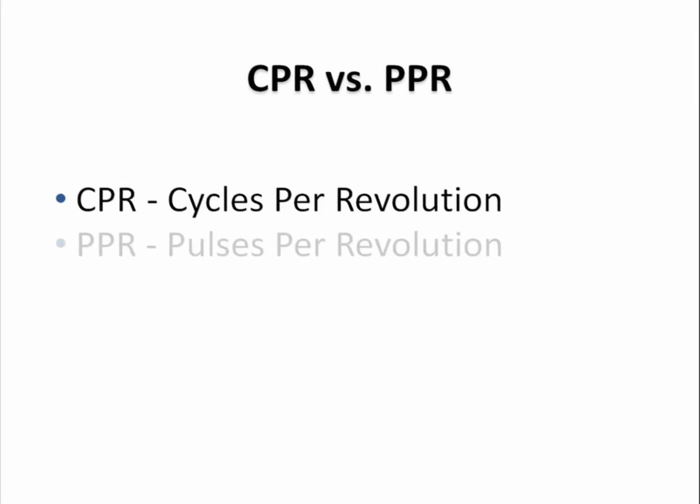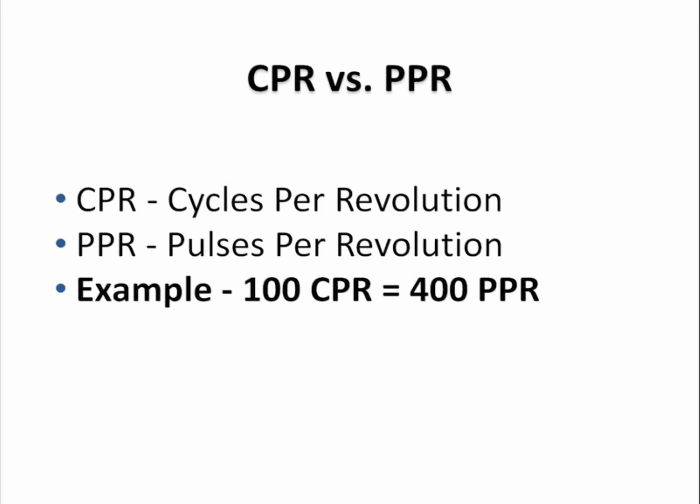One common misconception in the industry is CPR versus PPR. In CPR, you have cycles per revolution. PPR is pulses per revolution. An example of this would be if your application needs 100 lines, but you need an output of 400 pulses per revolution, you would select a 100 CPR encoder. So again, the cycles per revolution, 4 times, you get the PPR.